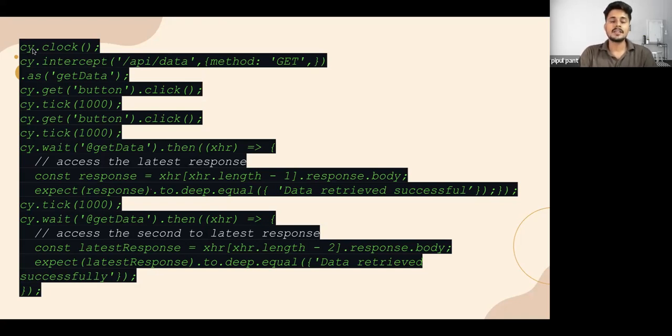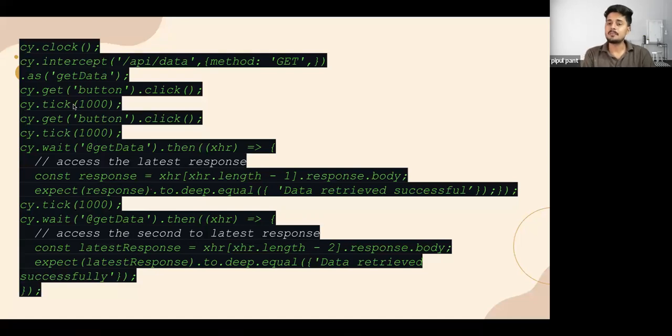In this one, I want to intercept /API/data with a GET request, and I'm waiting. After clicking button actions, I want to check for the response. I have clicked two times, so after the second time I need to get the latest response, not the first button click's response. If we are not using clock and tick, it will get the first API response, and you won't get the fresh response. With clock, it will wait for the API call. It finds the API, you have clicked the button, and now it will move your execution 1 second ahead.